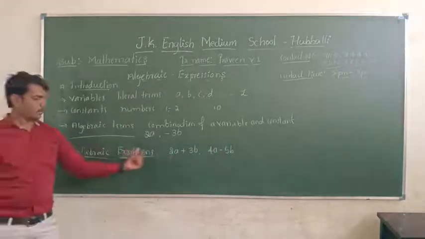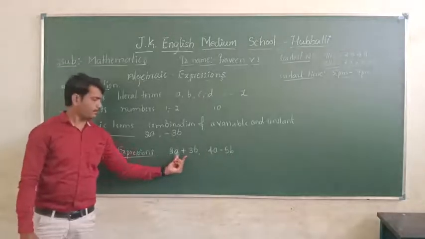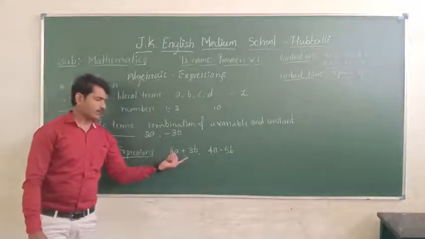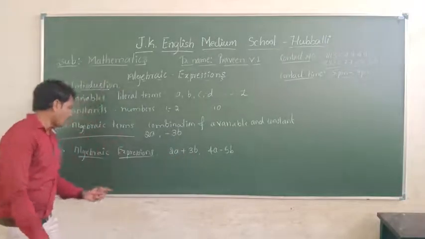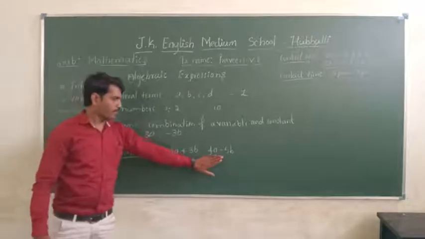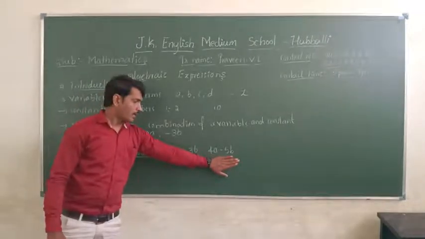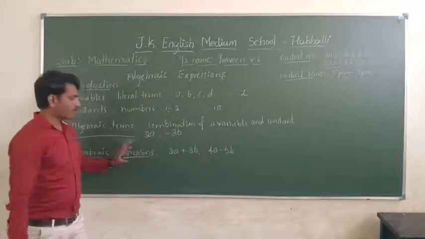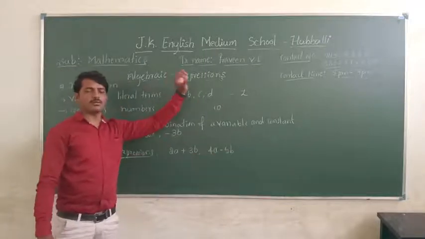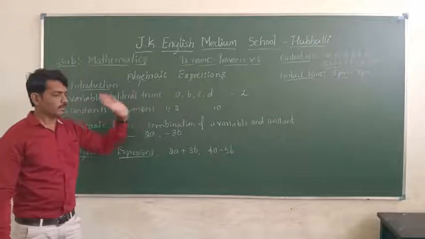Here 2a is one of the algebraic terms, 3b is also another algebraic term, separated by plus sign. This total combination is called an algebraic expression. And one more example, 4a minus 5b. Here the expression is totally dependent upon plus or minus sign, not on the multiplication and division sign.